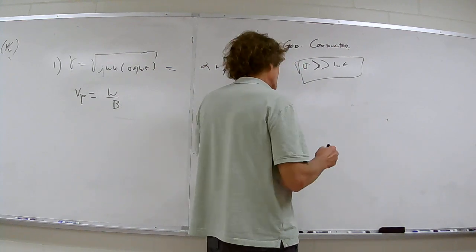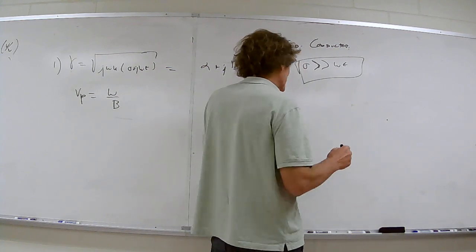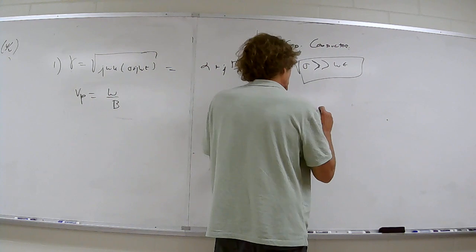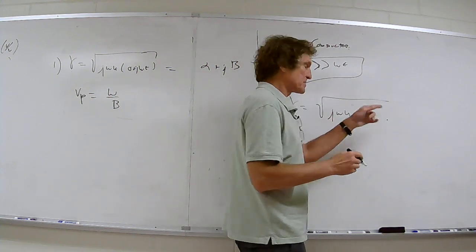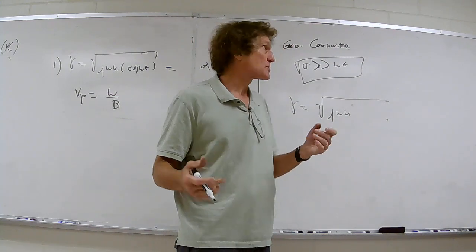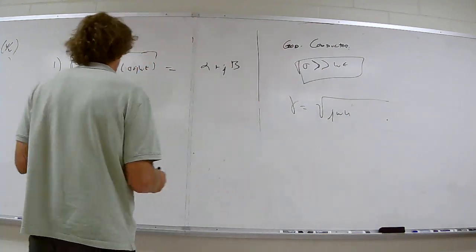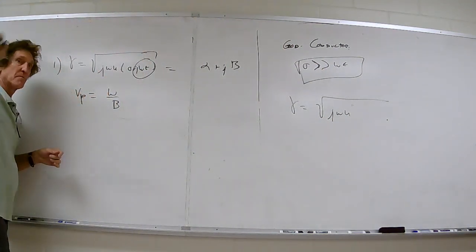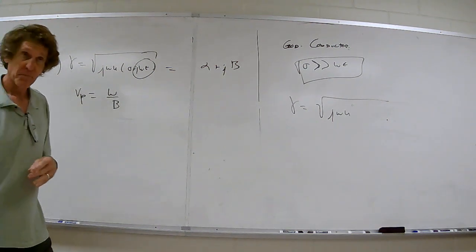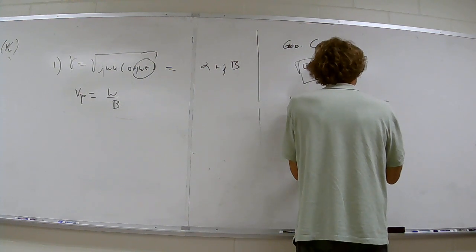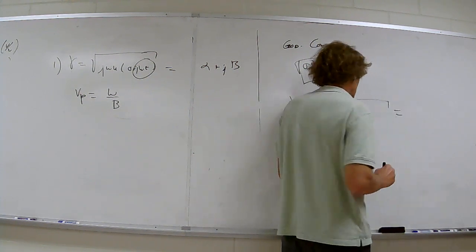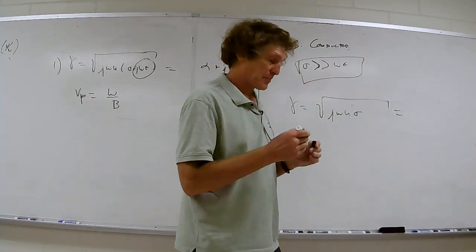Now suppose this is the case. You've got a good conductor. And by the way, this is an interesting part. Now look at gamma. Gamma is equal to the square root of, normally, j omega mu times sigma plus j omega epsilon. Now we're assuming this, so this part goes away. We can ignore it. You all with me, class? And if we can ignore it, what happens? You get j omega mu sigma.